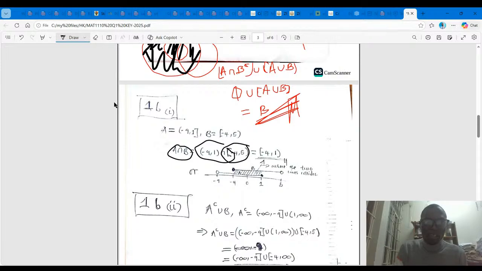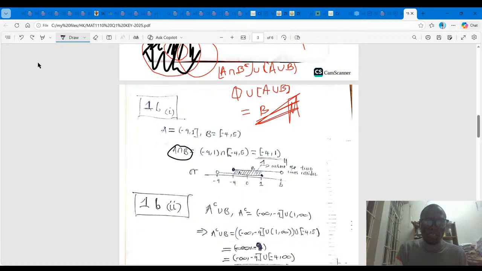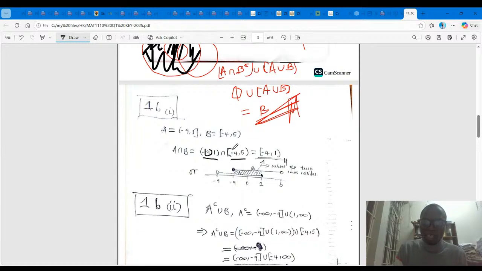So if you are not using shadings, you just check these two sets. And when you are intersecting, you check the beginning of this set and the beginning of this set. You pick the biggest of these beginnings between -9 and -4. Which one is big? -4 is big because you want to pick a piece that is inside. So you pick the piece that starts with -4. That's how I picked this part.